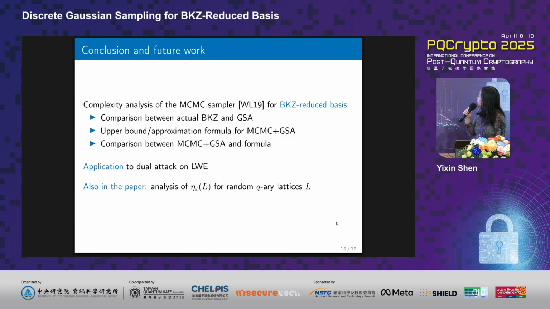Okay, so this is the end of my talk. Here I listed the things that I talked about in this talk, and there are some other results in the paper. We did some analysis of the smoothing parameter of the lattice for a random q-ary lattice L. If you are interested in this, you can check our paper later. Thank you very much.